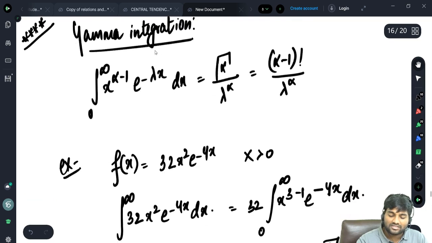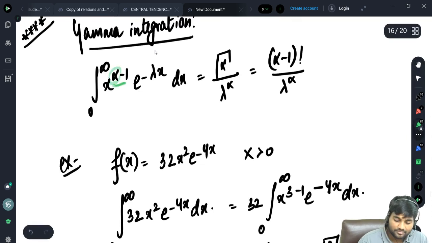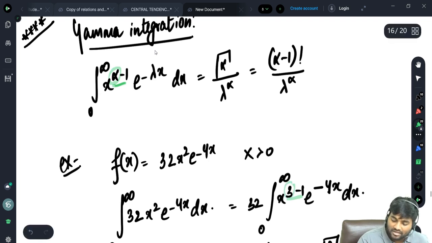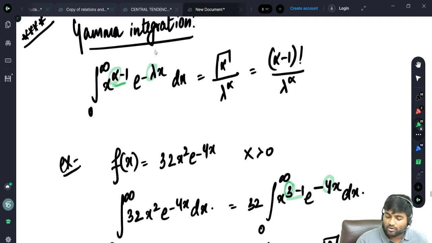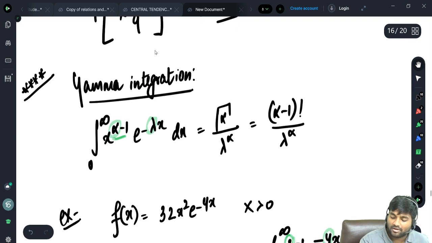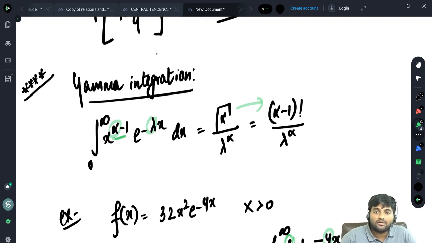You need to just apply gamma integration here, okay? So alpha minus 1 means 3 minus 1. So alpha will be 3, and lambda will be 4. First calculate the value of alpha and lambda and then just put it. 32 was outside, so alpha is 3 means gamma 3, and gamma 3 means 2 factorial. Gamma alpha is one less factorial, so alpha minus 1 factorial, and lambda to the power alpha, which is 4 cube. Okay, so if you calculate, you will get the answer.